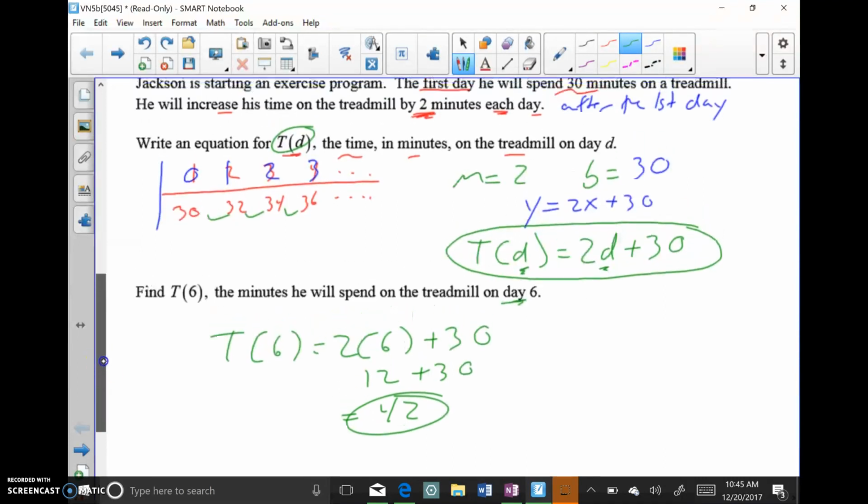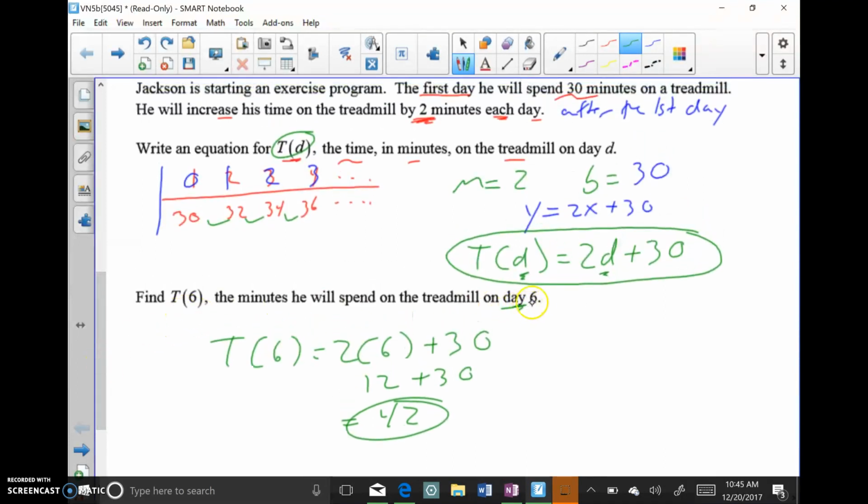Again, what I don't like about this is, on day 6, are we talking about 6 days after he starts, or is day 1 the start, that whole kind of argument there. But t of 6 based on our function here is 42. And I think for t of 6, you'd have to think of that as 5 days after the first day. So that's going to be a little confusing. I don't think there's enough clarity in this problem on how they want you to do that.